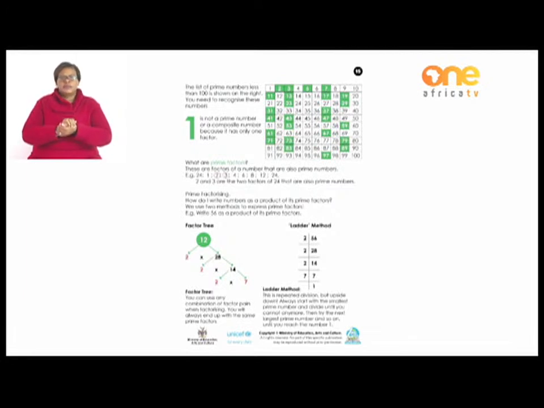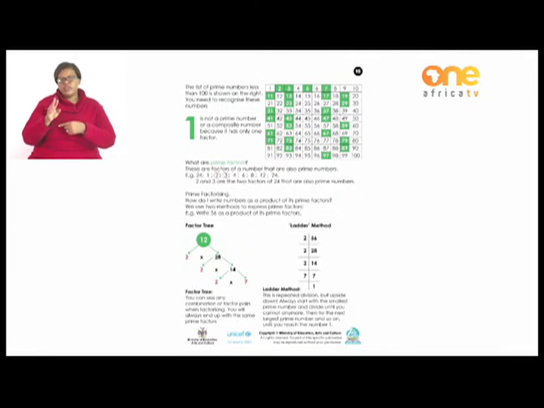Therefore, in order to have 56, you have to multiply 2 by 28 in order to get 56. I'll repeat that again. If you divide 56 by 2, you get 28. That's the reason why 2 multiplied by 28 gives you 56. In order to get 28, you have to use 2 times 14. And in order to get 14, you must use 2 times 7.